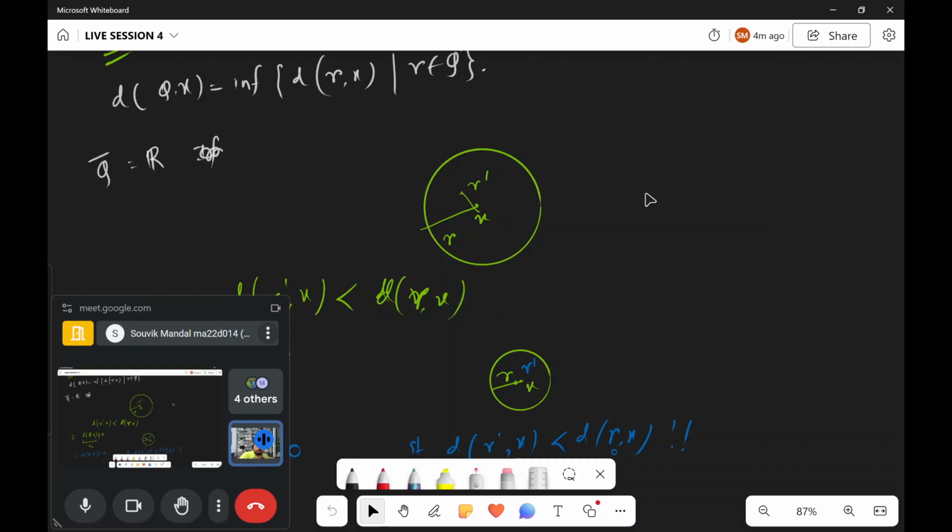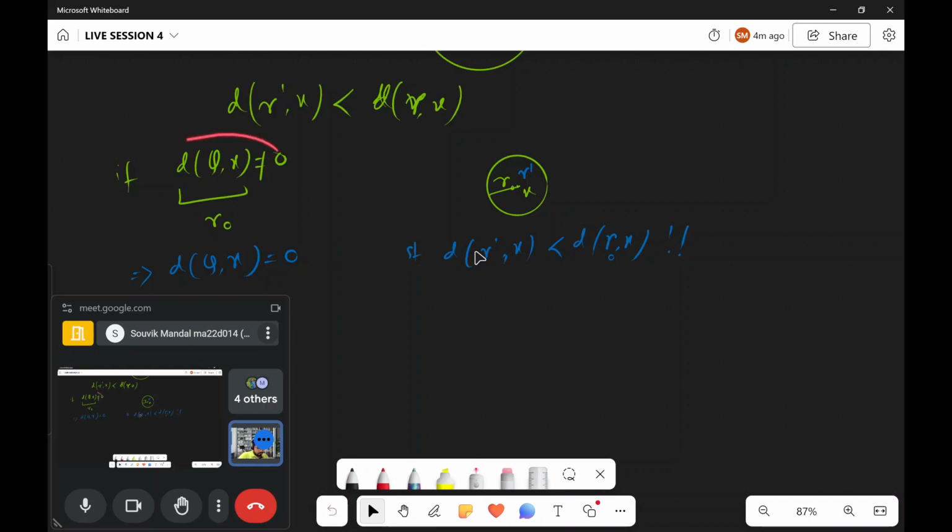So what does this observation tell? It tells that if this infimum is non-zero, suppose the infimum is r naught, then we are choosing a ball of radius r naught, and inside the ball of radius r naught we shall be able to locate a rational number r prime, such that d of r prime comma x is less than d of r comma x, because r prime is inside the ball. But this is the contradiction.